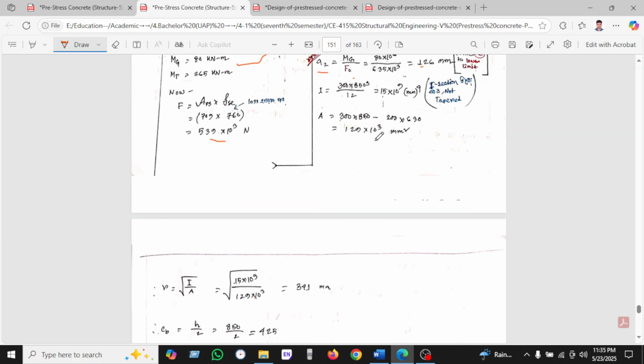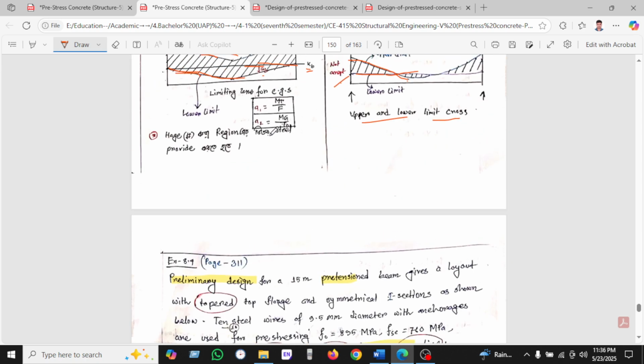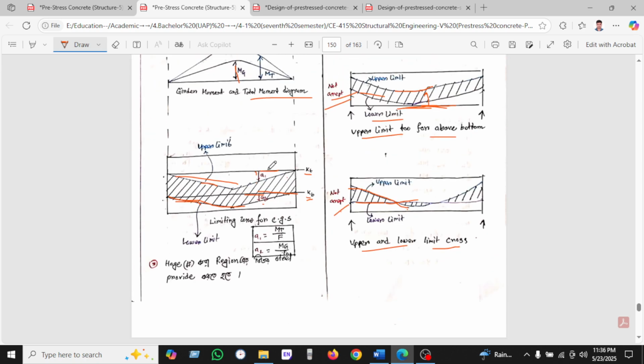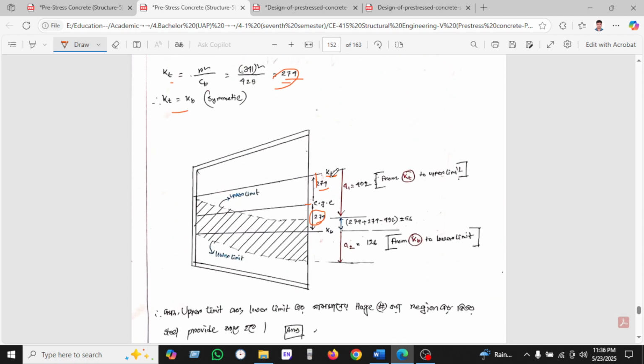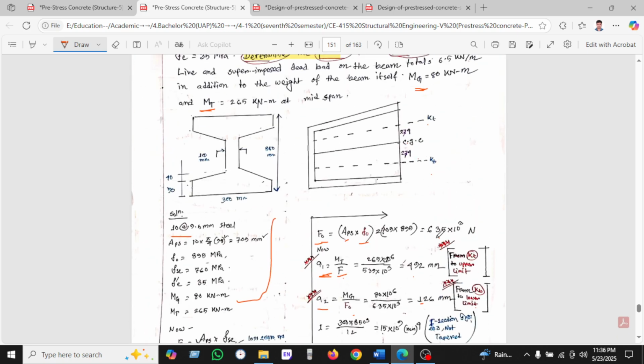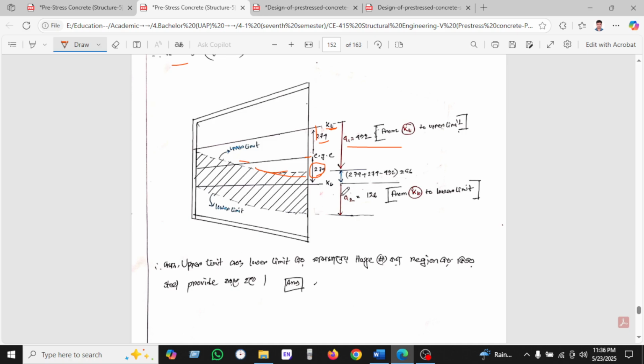And now we have also found A1. A1 means from the top kern to the upper limit. So you can see here A1, top kern to the upper limit. If we calculate here, this is the top kern. Top kern to the upper limit, we have known here the upper limit. If we draw there, this is the upper limit. So this is A1, and in the same way A2 we have found.